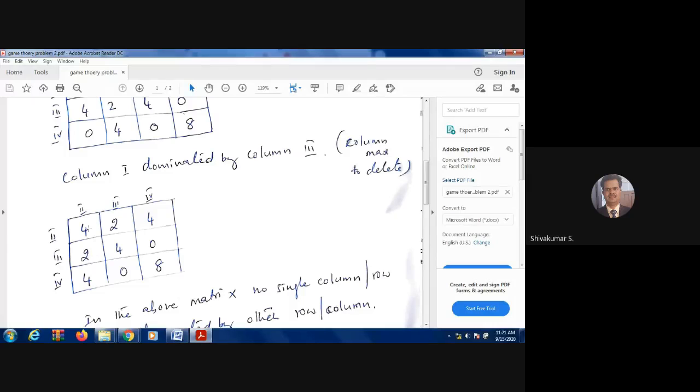Once again, check whether any values are dominating. A 2 is less than 4, but 4 is greater than 2, so not possible. Even column is not possible. Now check with the two columns: 4 plus 2, 6 divided by 2, 3, and 3 is less than 4. 2 plus 4, 6 divided by 2, 3, and 3 is greater than 0. So this combination won't work for the second and third columns, because one becomes more and one becomes less.